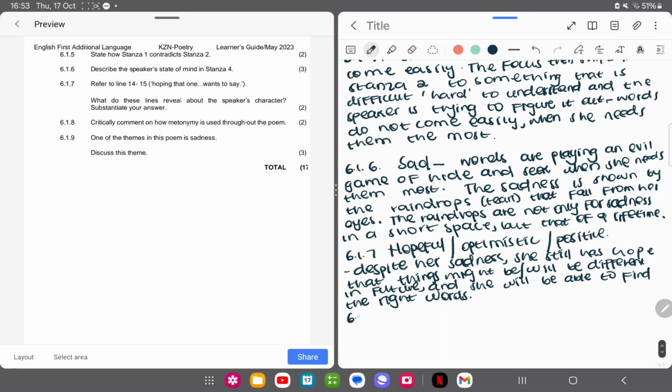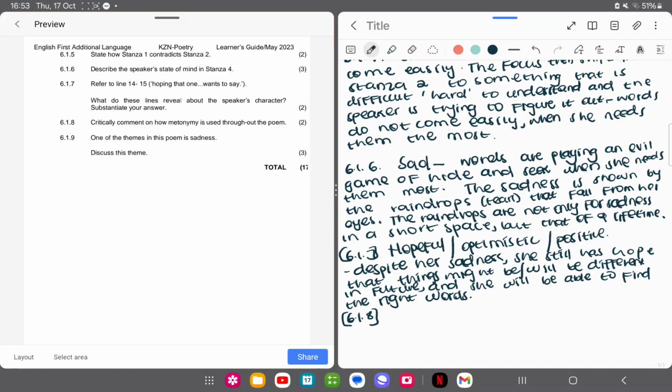And then we have a question 6.1.0. There's no space. Let me just do this to make it even more visible. The question says, critically comment on how metonymy is used throughout the poem.